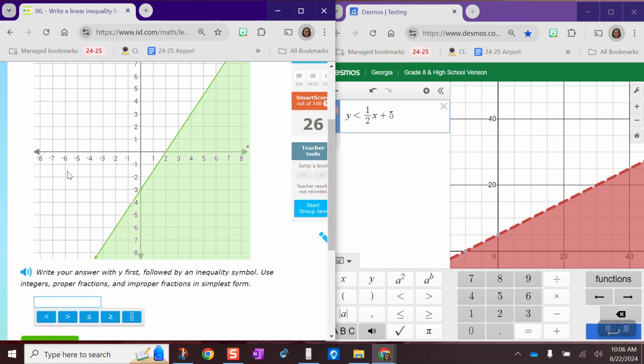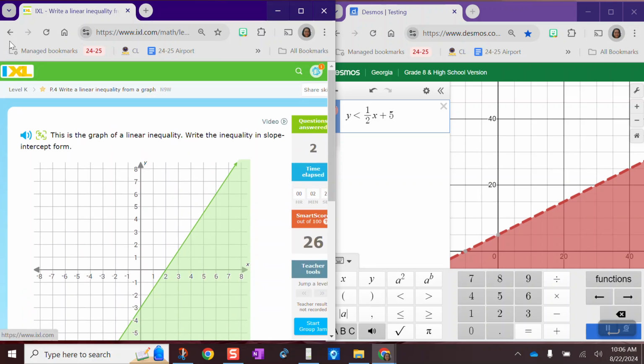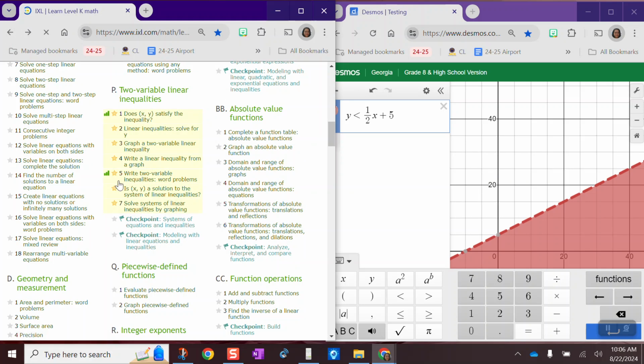Yay. And this is why you have to know how to plot lines, because in Unit 2, they're linear inequalities. It uses everything from plotting lines. All right, that was P4, almost done.